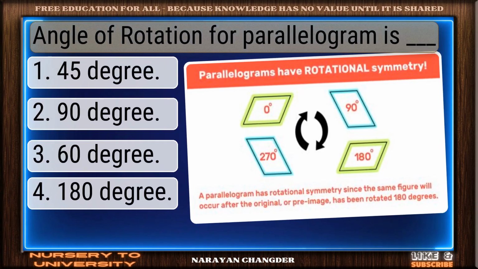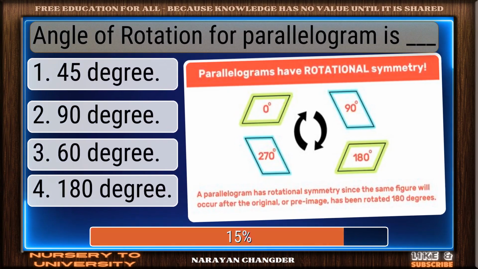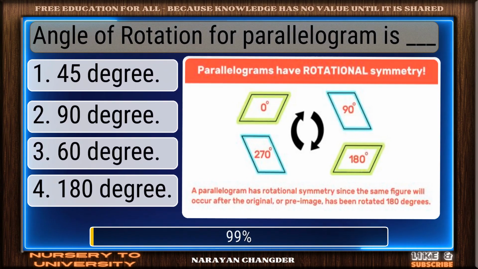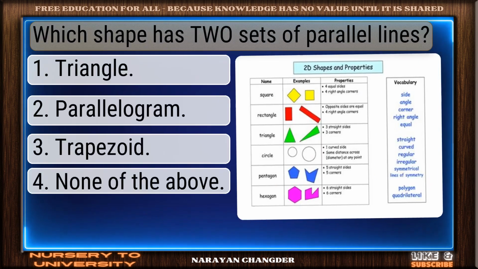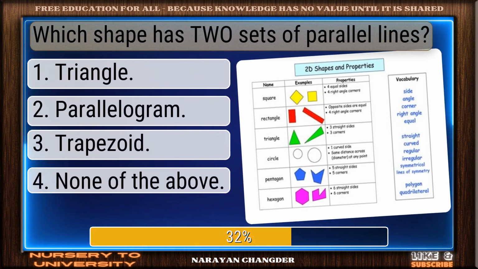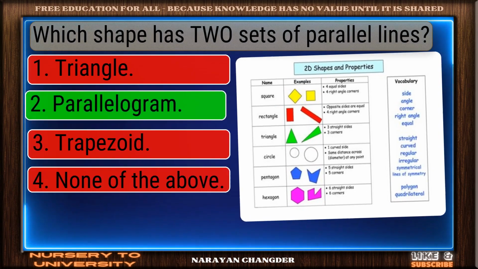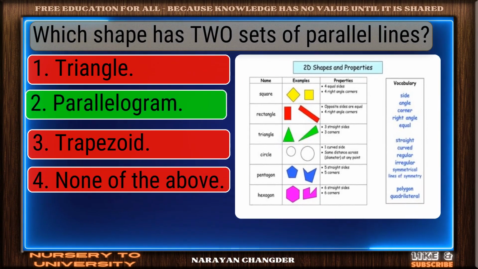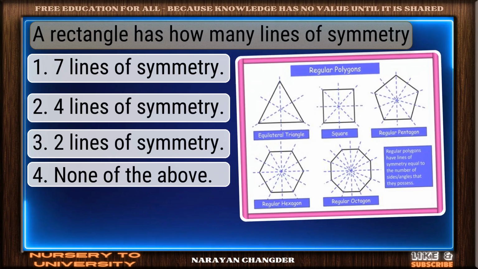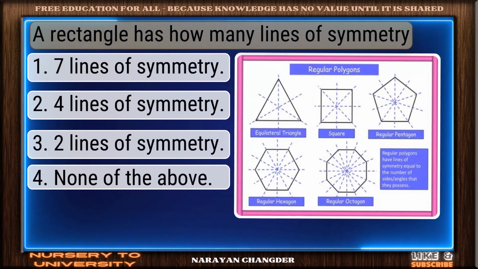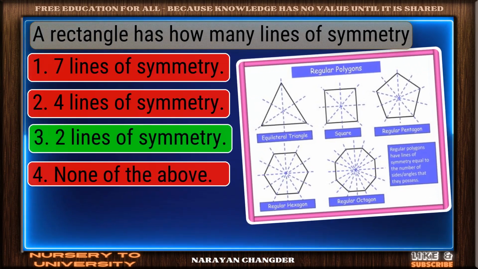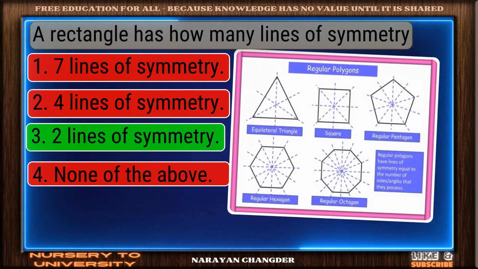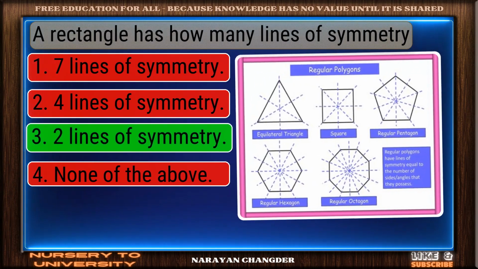Angle of rotation for parallelogram is dash. Valid point. 180 degrees is true. Which shape has 2 sets of parallel lines? You're right. Parallelogram is the correct answer. A rectangle has how many lines of symmetry? Smart move. 2 lines of symmetry is an accurate answer.